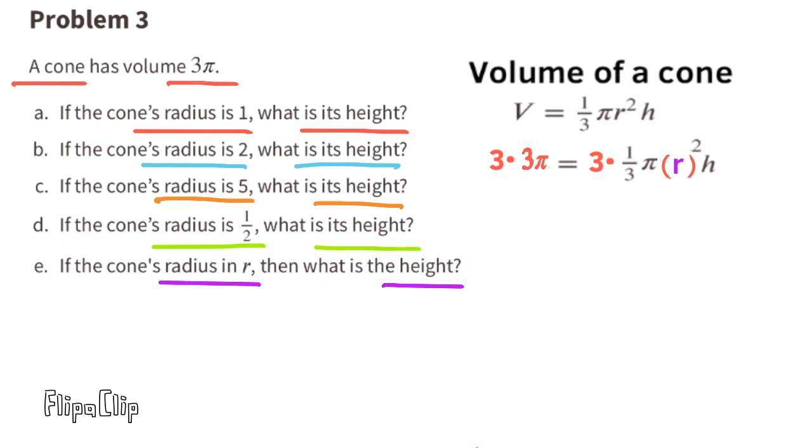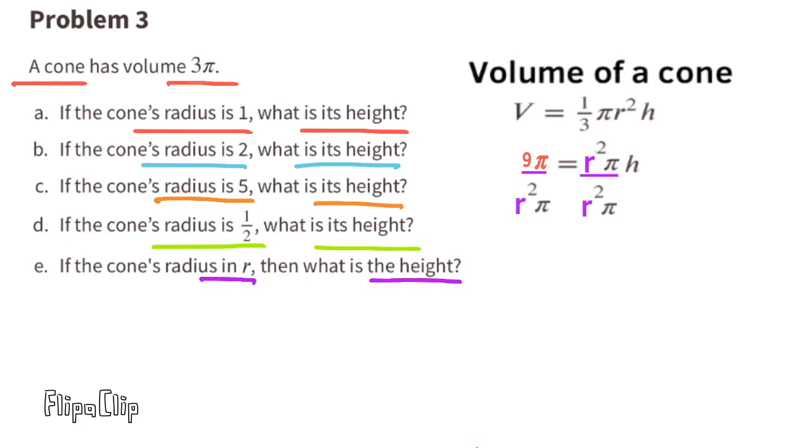3 times 3 times pi is 9 times pi, and 3 times 1/3 is 1, so we have 1 times pi, or pi, times r squared times height. So remember, we're solving for the height. We can rewrite the equation as 9 pi equals r squared times pi times height. To get the h by itself, we can divide both sides by r squared times pi.